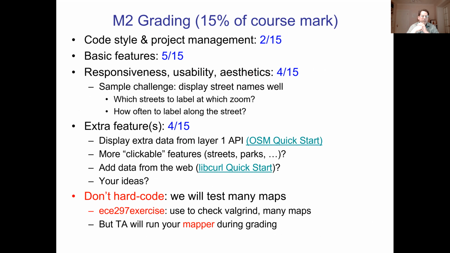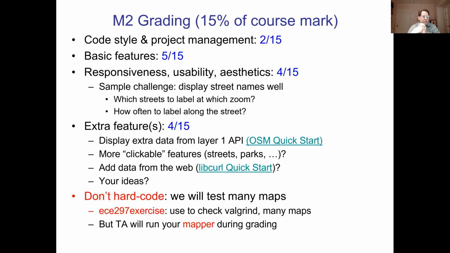Okay, so how's this going to be graded? This is all in the Milestone 2 handout. 2 out of the 15 marks are going to be assigned based on how you do things rather than what you did. So what does your code style look like? How do you manage your project? Very similar to the way we graded those items in Milestone 1.